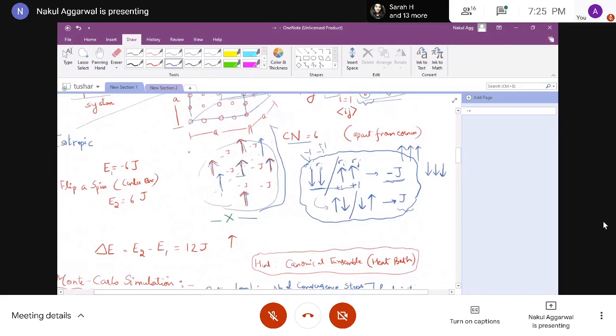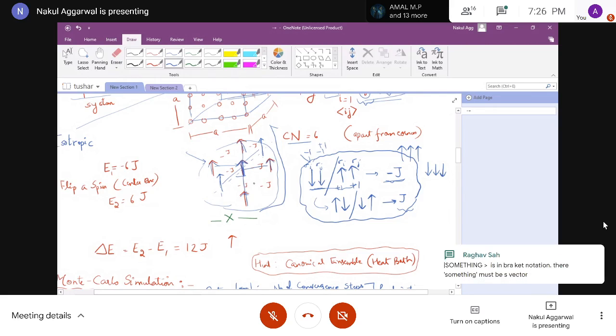So for this possible subset of a configuration, you have all in the same direction. So each pair of spins, with this central spin that we are looking at, will have minus J, minus J, minus J, minus J, minus J, minus J. So a total of minus 6J.